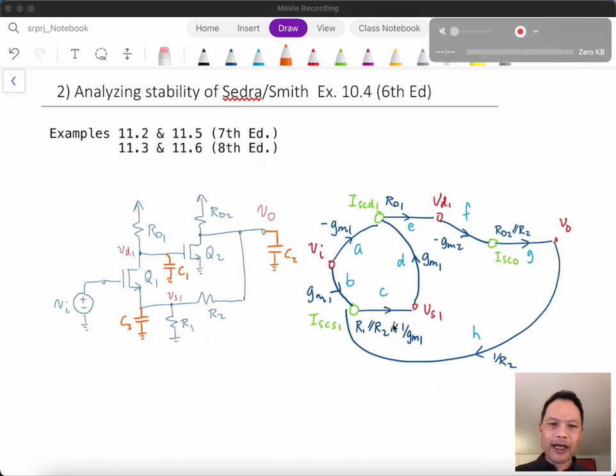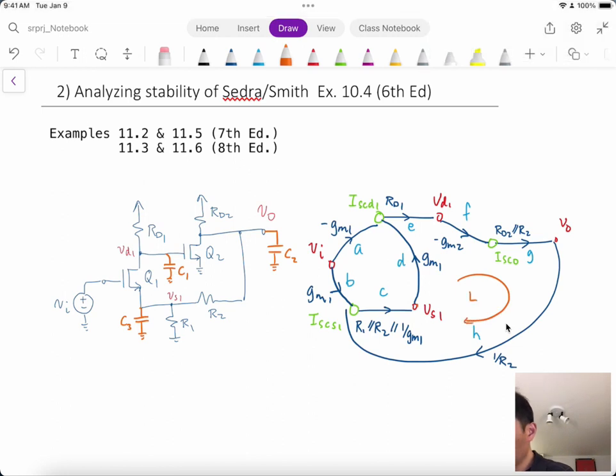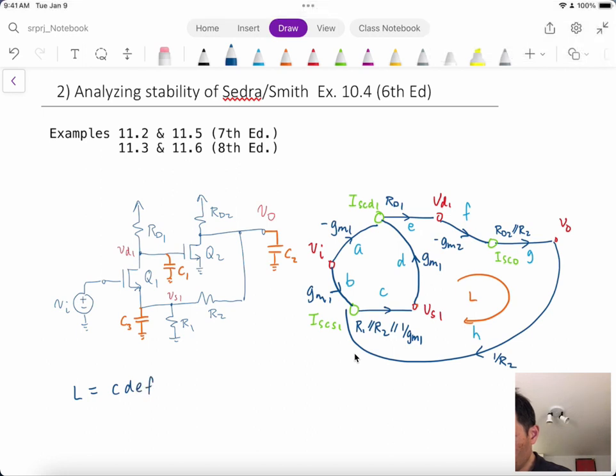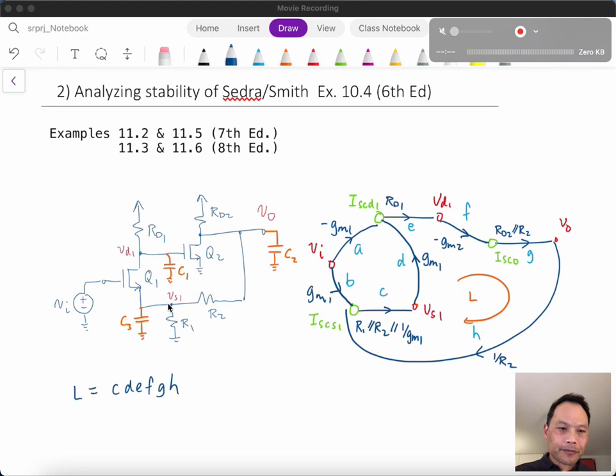The loop gain we've looked at before is just this path. So here, this is the loop gain, and we can say loop gain is basically C, D, E, F, G, H. All right, now what happens when we add the capacitances?